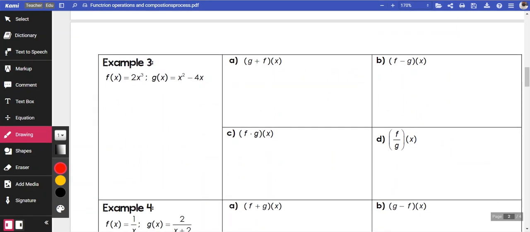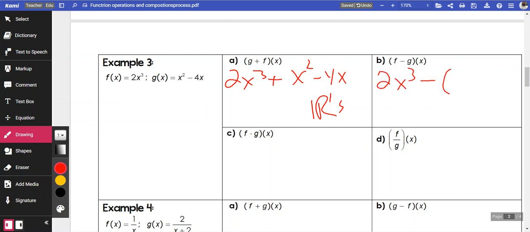Okay, so let's do number 3 together. If we add these together, you get 2x cubed plus x squared minus 4x. That's literally how it is, and its domain is all reals. How do I know it's all reals? Because it is a polynomial. If we subtract, you get 2x cubed minus x squared minus 4x. And if I do that, I get 2x cubed minus x squared plus 4x. And since that's a polynomial, guess what? Its domain is all reals.